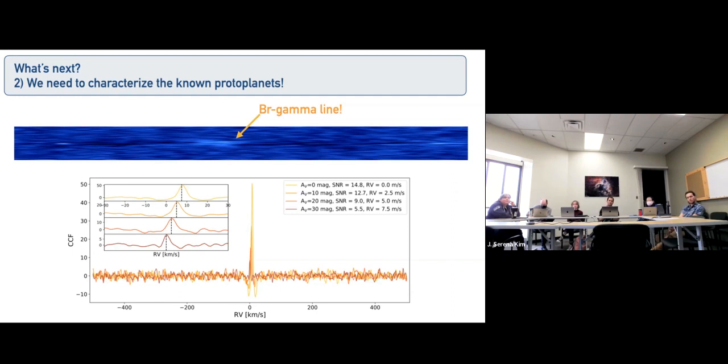The bottom plot shows the cross-correlation function that we expect as a function of different extinction levels. How high is the resolution? 100,000. Yeah, between 80 and 100,000, depending on the conditions. But the data were taken in very good conditions. What's the wavelength range? K-band. So what is the range basically? Entire full K-band. It's not the entire full K-band.